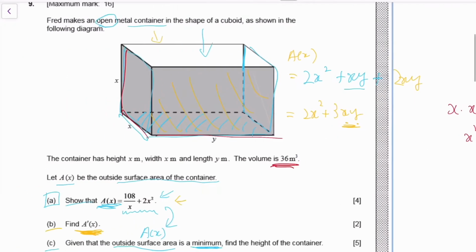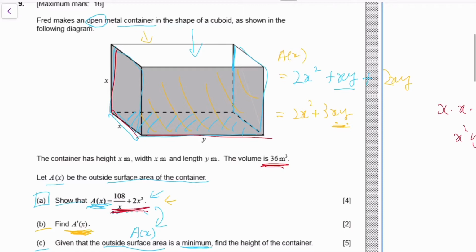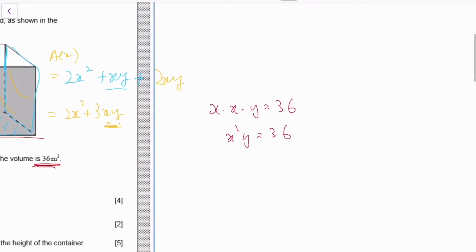Now, if you look at the answer that they want, look at the show that, at the very end, the answer should look like that. There is no y in the answer. What that means is, with the extra information on the volume, you should make y the subject. And then you substitute this into the function that you're trying to optimize.